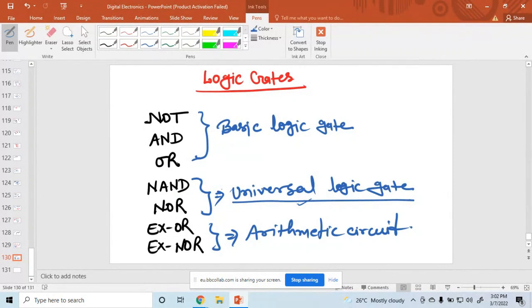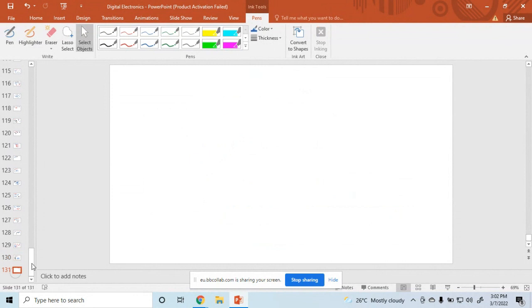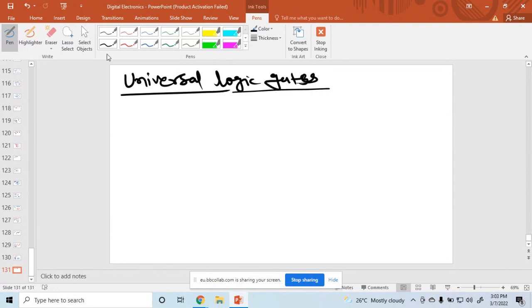NAND and NOR are called universal logic gates, and XOR and XNOR are called arithmetic gates. Universal logic gates. So here, one gate is a NAND and another one is a NOR. So why is this called universal?